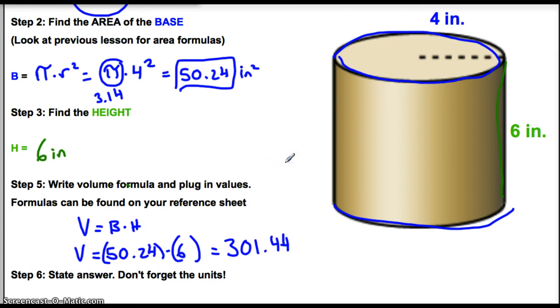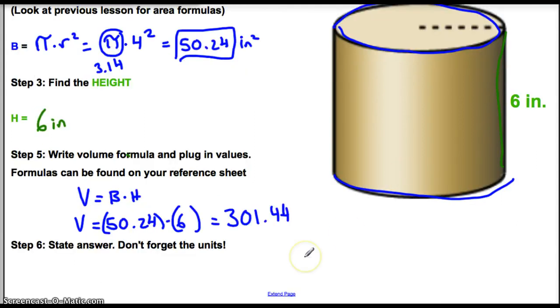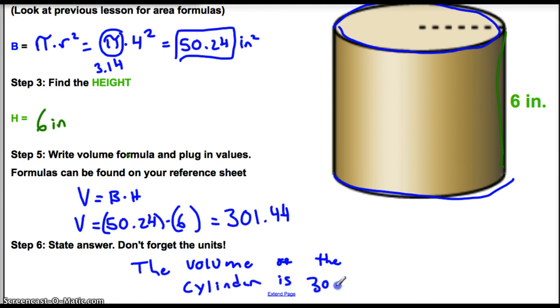Now, is this our final answer? No, because that really doesn't mean anything. We're trying to figure out how much stuff is going to fit into this cylinder, so 301.44 doesn't really mean anything to anyone. But if I asked how much water I could fit into this cylinder, you could say, well, the volume of the cylinder is 301.44 inches cubed. Once again, it's cubed because it's a three-dimensional figure.